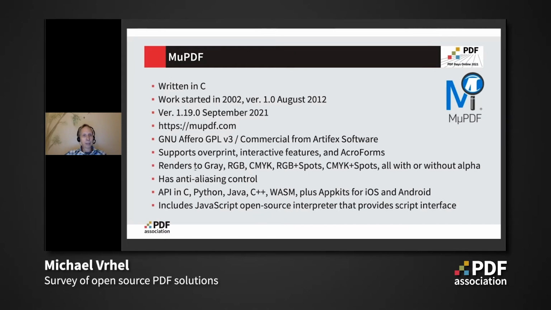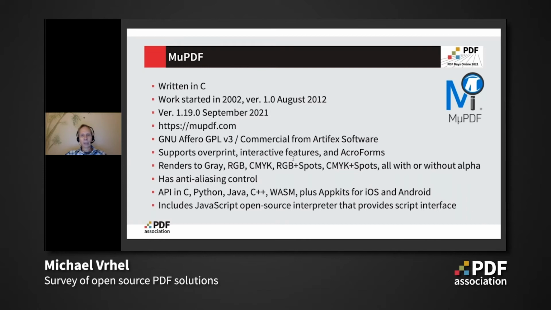MuPDF is written in C. Work started on this in 2002, and then version 1.0 came out 10 years later in 2012. Current version is at 1.19, which was just this past month. The web address is mupdf.com. It's another dual license code base with AGPL or a commercial license from Artifex Software.